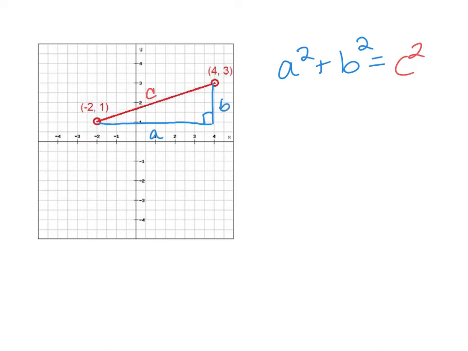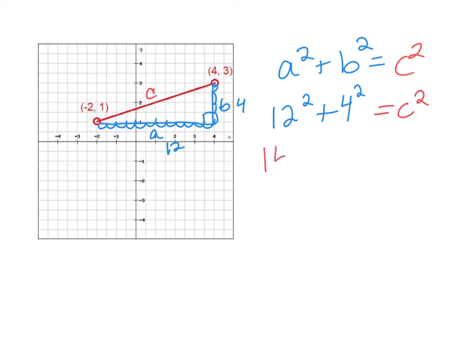But in order to figure out how long those are, I just need to count. Where my b is labeled, I have 1, 2, 3, that's 4. So I have 4 squared. And a, I need to count to, which is 1, 2, 3, 4, and then 5, 6, 7, 8, 9, 10, 11, 12. So a equals 12. So I have 12 squared plus 4 squared equals c squared. All I've done is count the value across where I made my right angle. I created 2 legs to create a right triangle. Now I can solve for the hypotenuse, which is the red line.